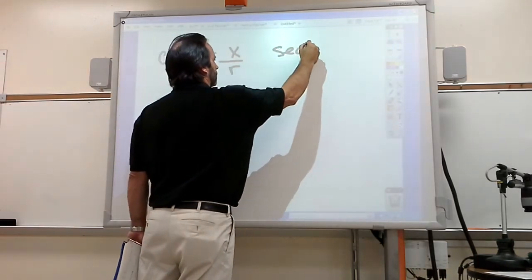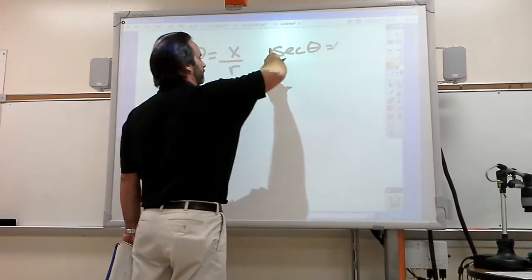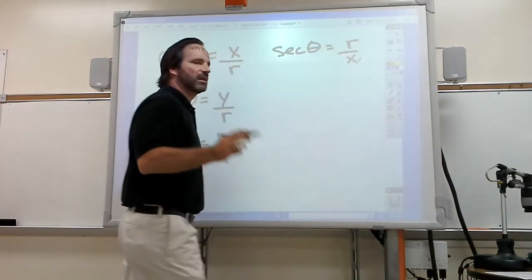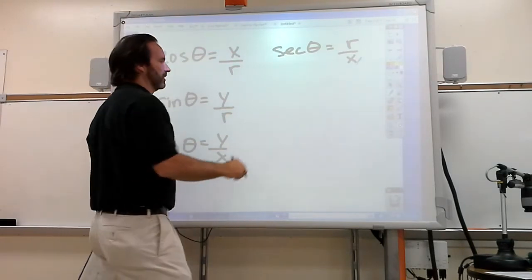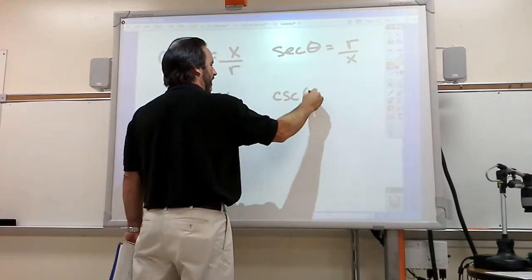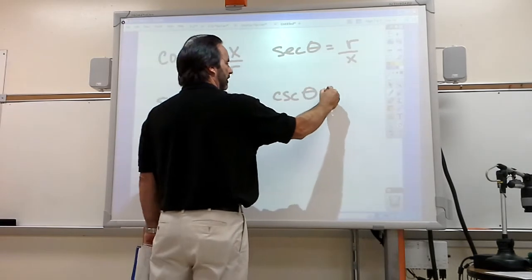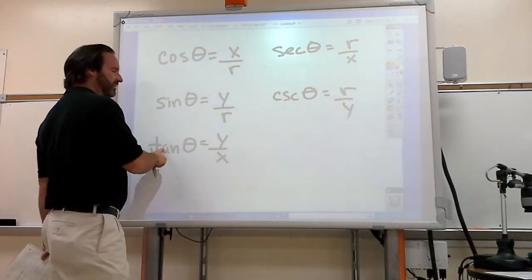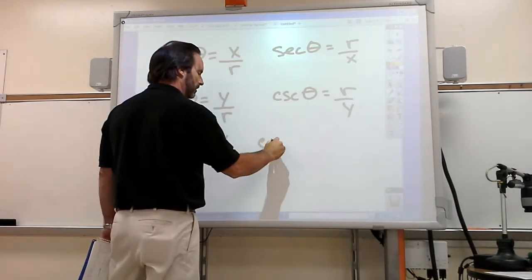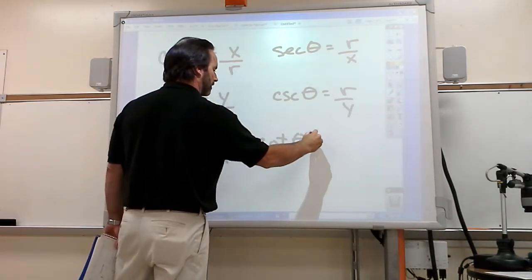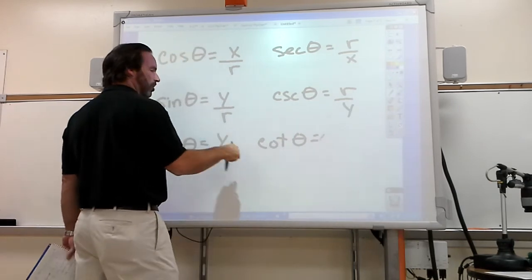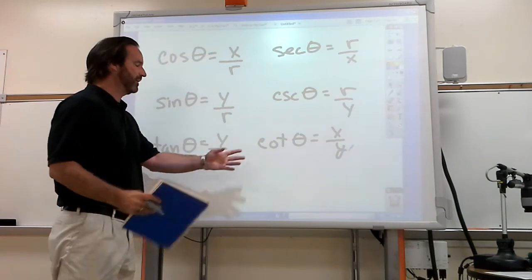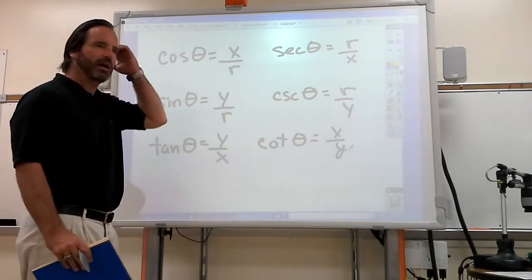Secant theta, flip it, r over x. Notice x goes with cosine. Cosecant theta, flip it, r over y. Cotangent, flip it, x over y. Notice, okay? No hypotenuse involved, no radius. The radius is the hypotenuse, okay?